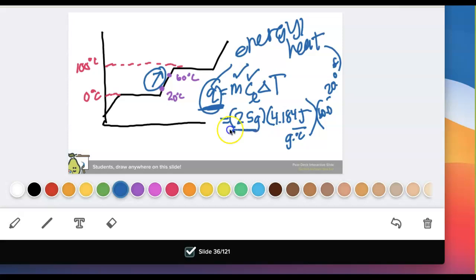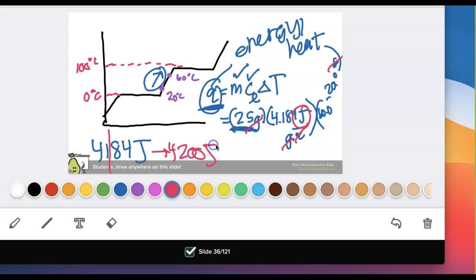So this is 2 sig figs right here, so your answer is going to be 2. The full number is 4184. Now let's look at units. Grams cancel, degrees Celsius cancel, and we're left with joules, which is good because Q is measured in joules. If we round to 2 sig figs, it's 4,200 joules, or you move the decimal 3 to the left to turn it into kilojoules.